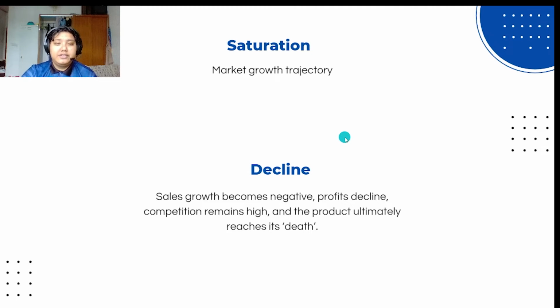What is saturation? In this topic there are two kinds of saturation: saturation of the product cycle itself, and the market growth and market saturation. Decline. What is decline? Decline is when the sales growth becomes negative and the profit is declining, and competition still remains high. And also the product itself ultimately reaches its death, which is being discontinued or disbanded.